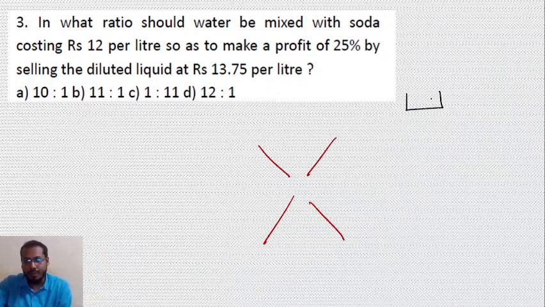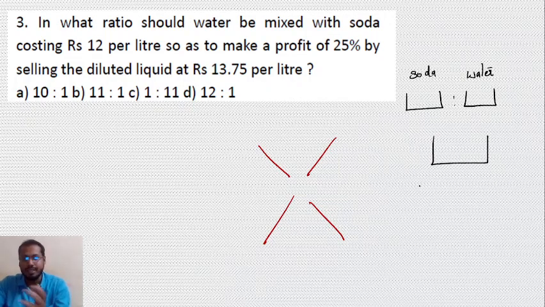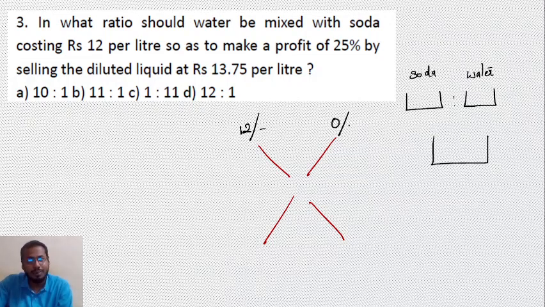See, in one vessel it was soda, and in another vessel it was water. Now we're going to mix this soda and water and make a diluted liquid. Soda cost is 12 per liter, so I write here 12. What is the cost of water? Water does not have a price, right? So the water price is 0. They will never buy water from the shop. They will get water from the pipes free, so that is 0.